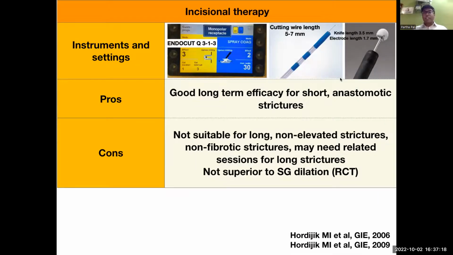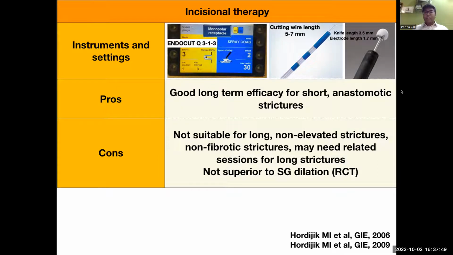So the instrumentation that is required, you can use a needle knife or an IT knife. You should know the length of the knife, because that can be used as a comparator to guide how deep you should go. As you can see, the needle knife length is 5 to 7 mm. So that will act as a comparator to guide your incision depth. And the electrocautery setting should be EndoCut Q, effect 3, cut duration 1, cut interval 3 in this ERBE device.